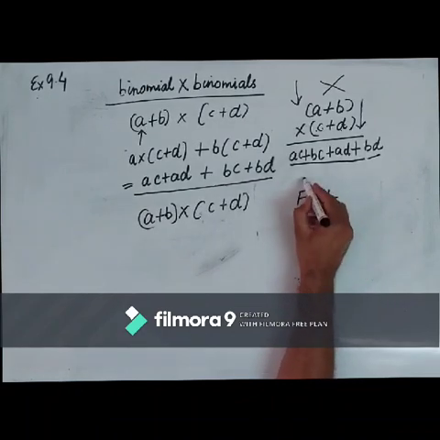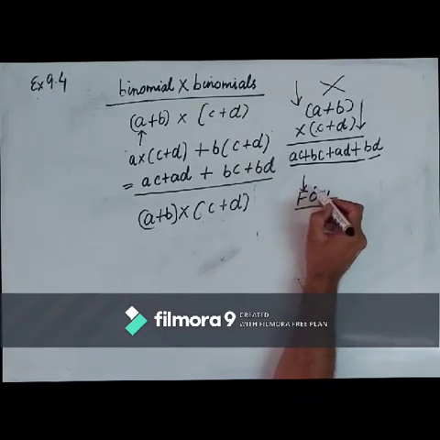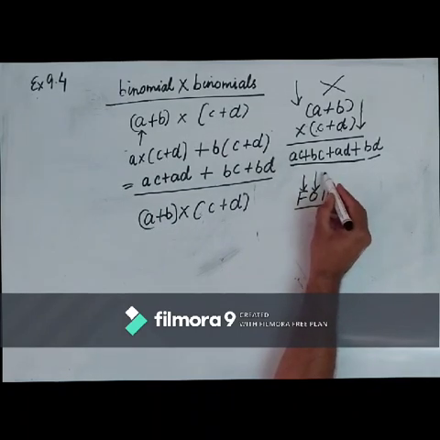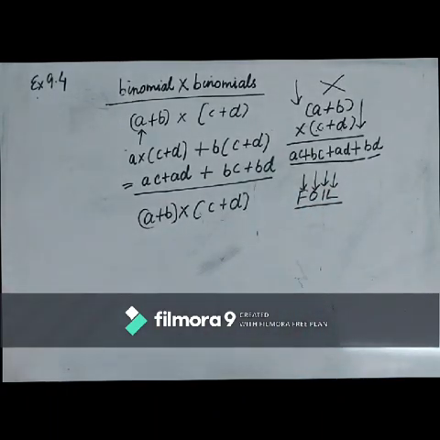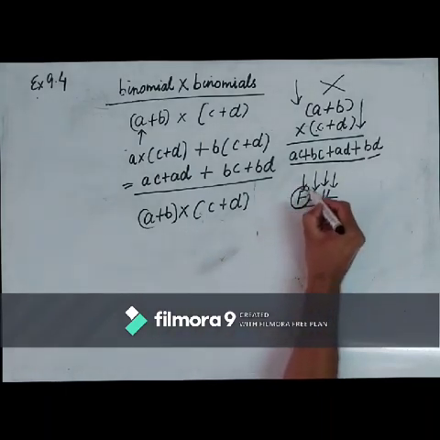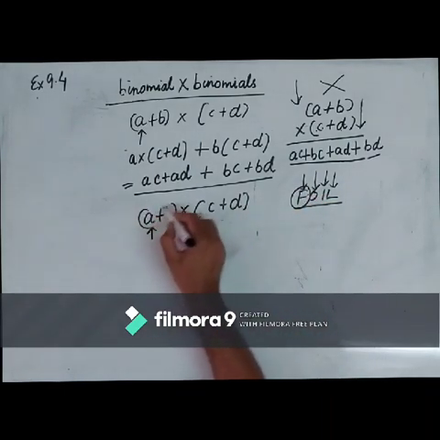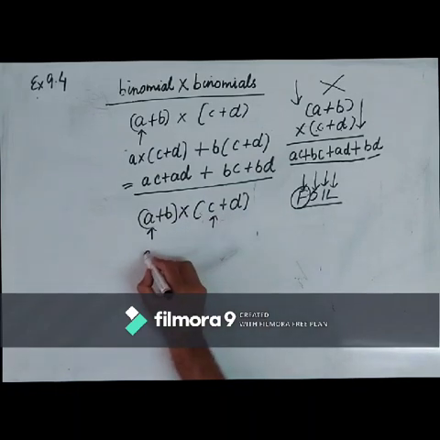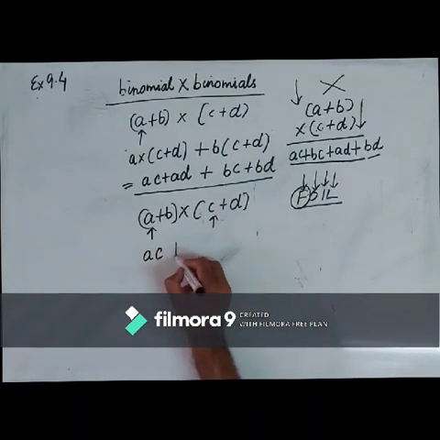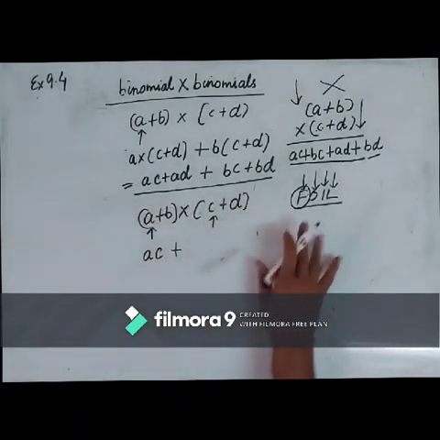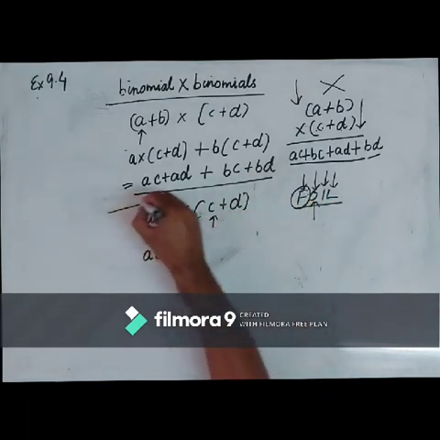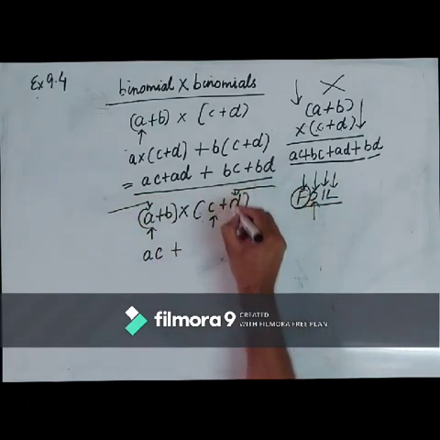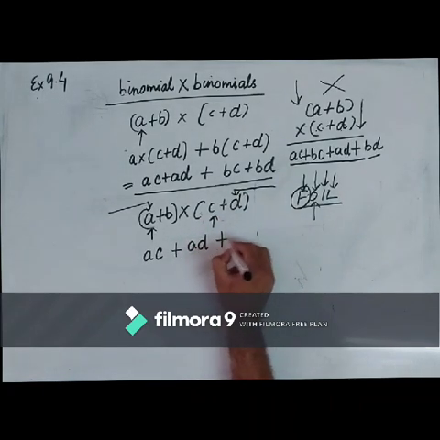So what do we do? F stands for first term with the first term, multiplication. O means outside terms, I means inside terms, and L stands for last terms. So when I say first term with first term, this is the first term of the first polynomial and the first term of the second polynomial. So these are to be multiplied, plus. Then O means outside terms. So outside terms are A and D. So multiply A and D, then plus.